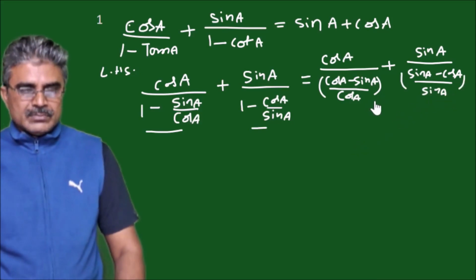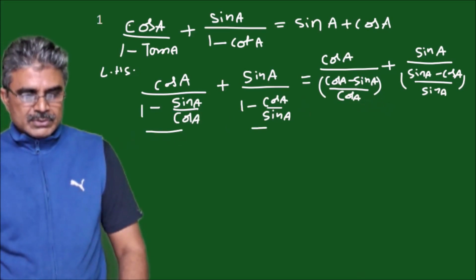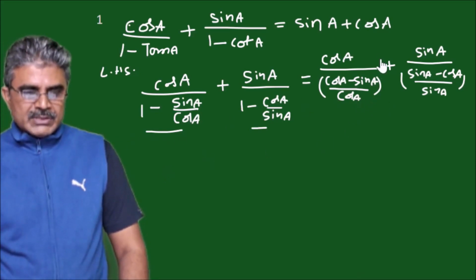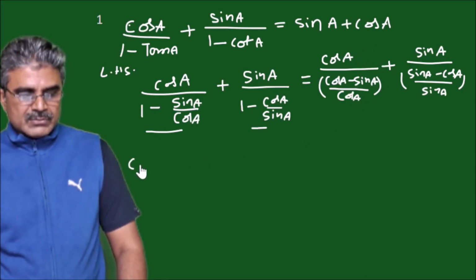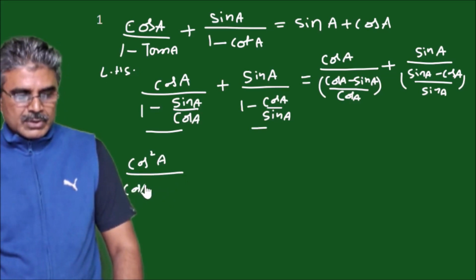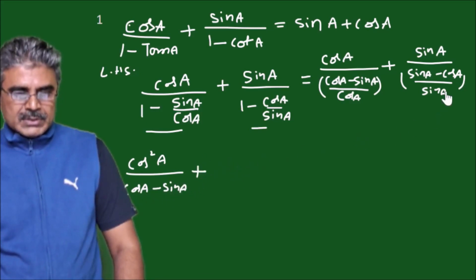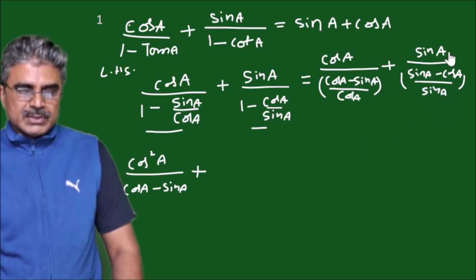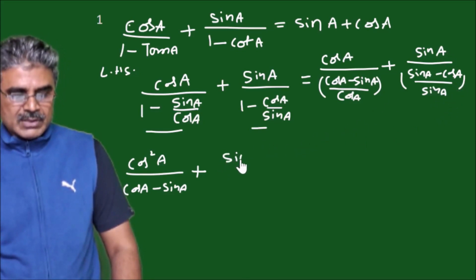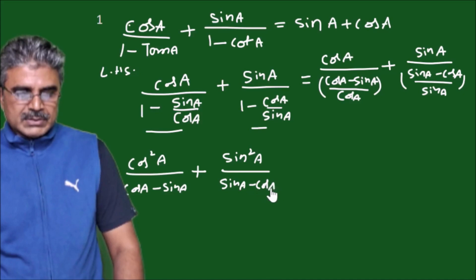So we have some rational expressions in the denominators, so just reciprocate them. You will get cos A reciprocated to the top, so that you get cos square A in the numerator of the first expression, and the denominator is cos A minus sin A, plus, here also sin A will be reciprocated to the numerator, so you get sin square A on the top, divided by sin A minus cos A below.